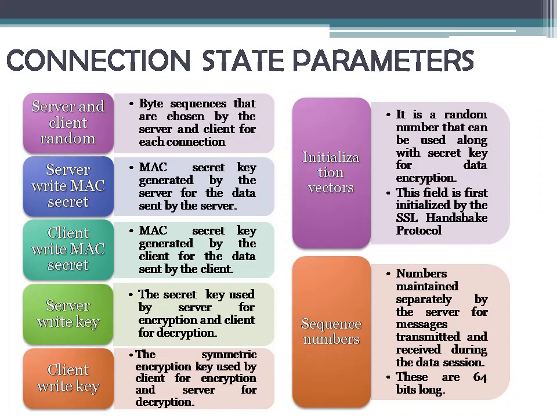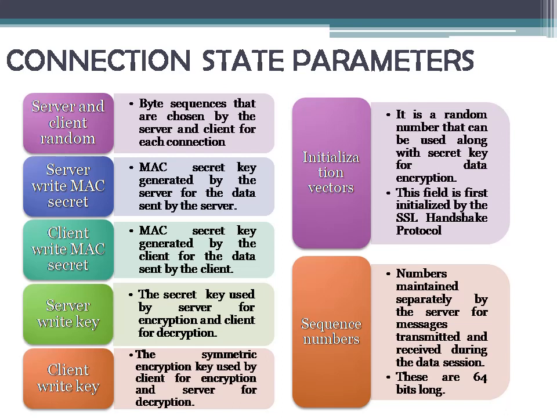Next, we have the connection state parameters. A connection state is defined by the following parameters, which include server and client random, server write MAC secret, client write MAC secret, server write key, client write key, initialization vectors, and finally the sequence numbers. Let us look into each in detail now. The first one, server and client random, is nothing but byte sequences that are chosen by the server and the client for each connection. So each connection will have new byte sequences which are chosen by the client and the server.